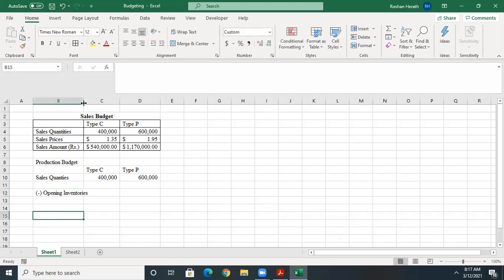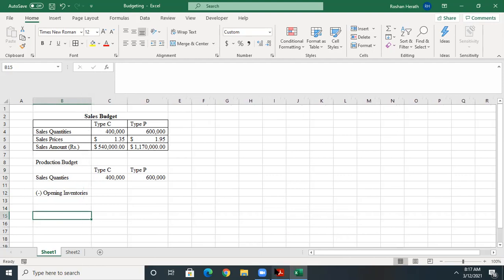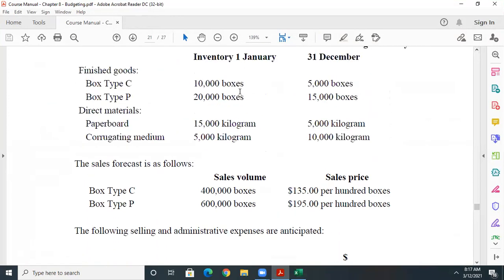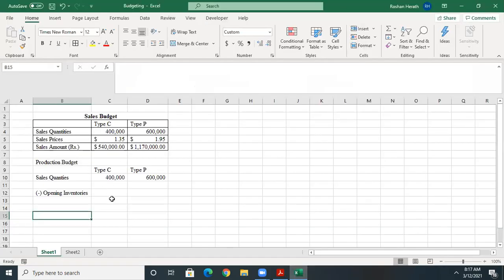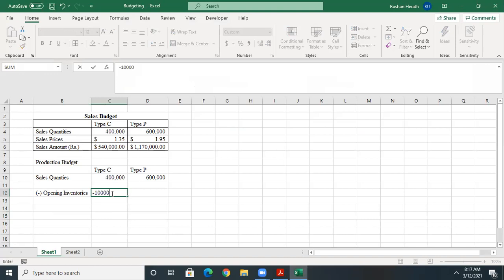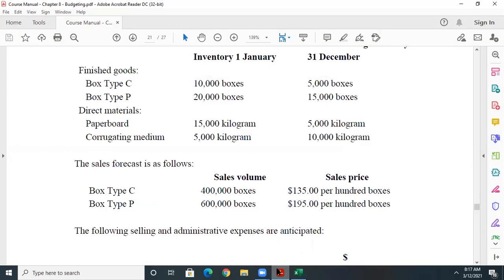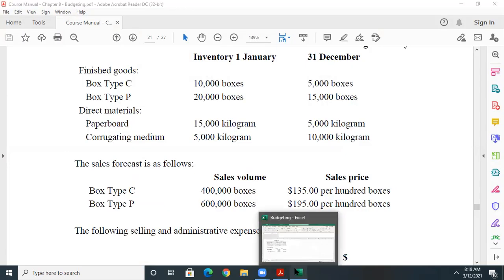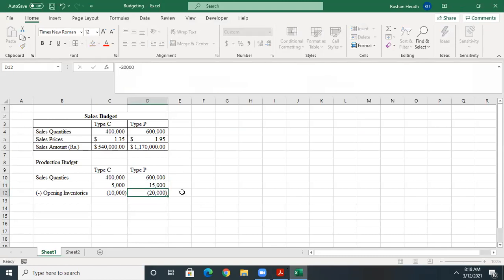So if you have opening inventories, you don't have to manufacture that. And how much are the opening inventories as per the question? Finished goods 10,000 from C and 20,000 from the other. So you can deduct this 10,000 and 20,000. Similarly, if you look at the closing inventory, it's box type C, 5,000, and 15,000 for type P. If you have the closing inventory, that has to be manufactured.